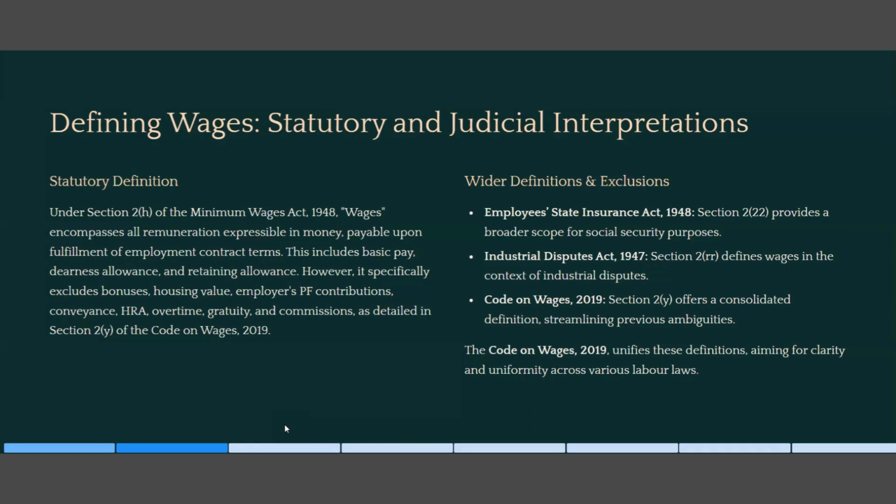The Employees' State Insurance (ESI) Act Section 2 Sub-clause 22 provides a broader scope for social security purposes. The Industrial Disputes Act 1947 Section 2(rr) defines wages in the context of industrial disputes. Code on Wages 2019 Section 2(y) offers a consolidated definition, streamlining previous ambiguities. So, the Code on Wages unifies these definitions, aiming for clarity and uniformity across various labor laws.